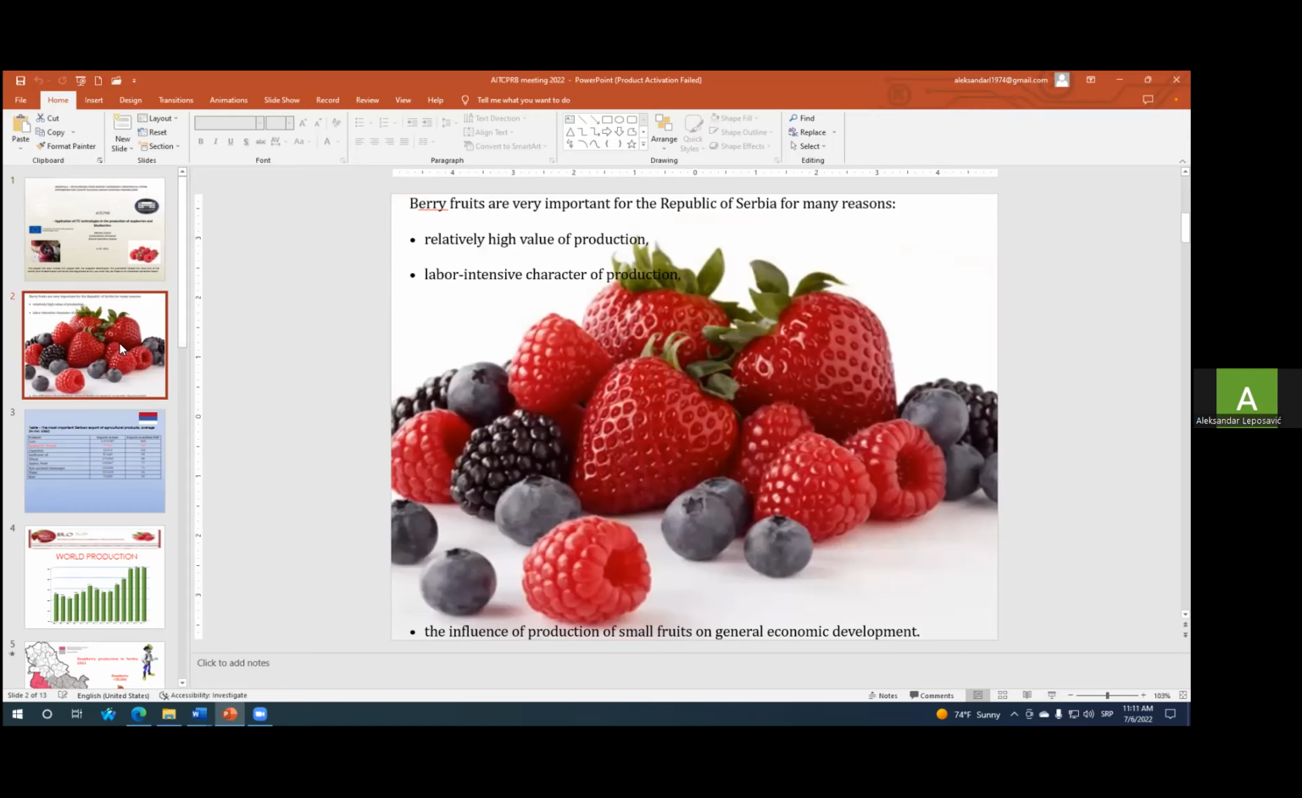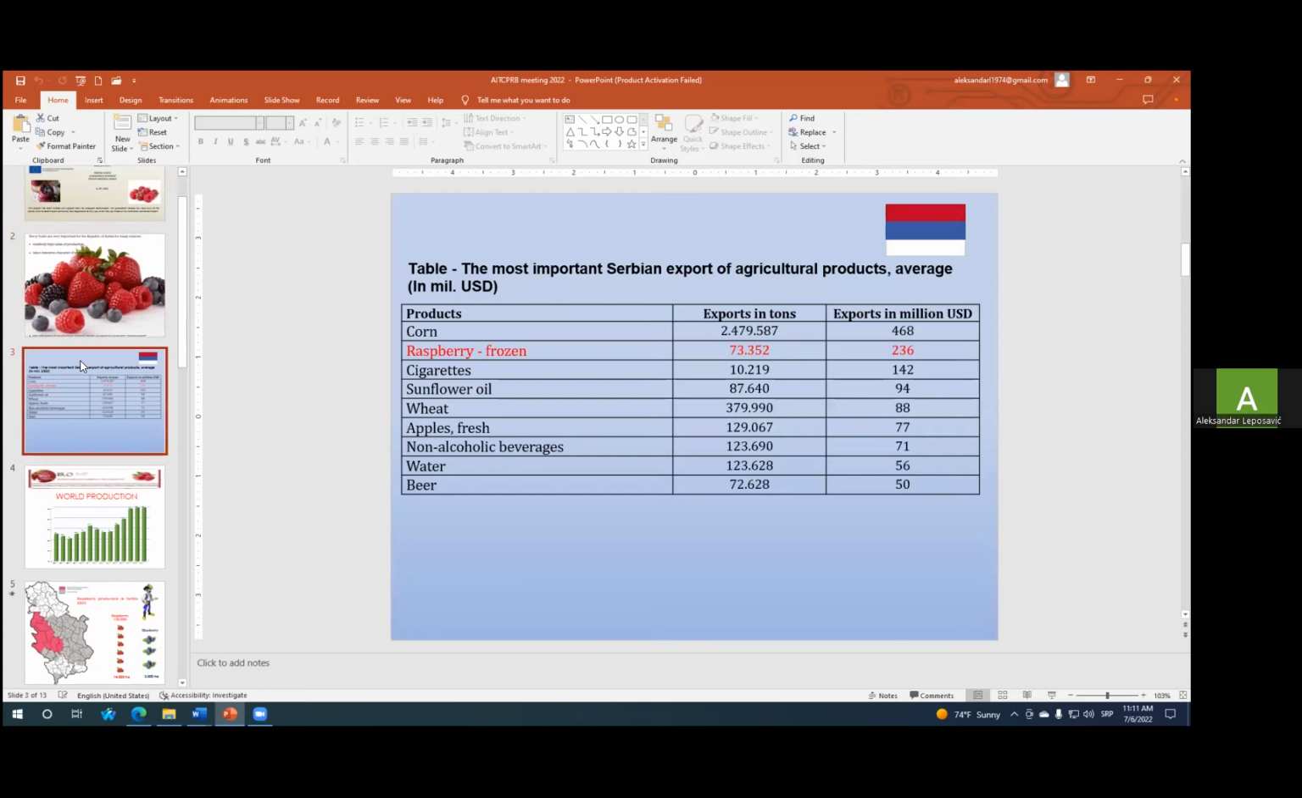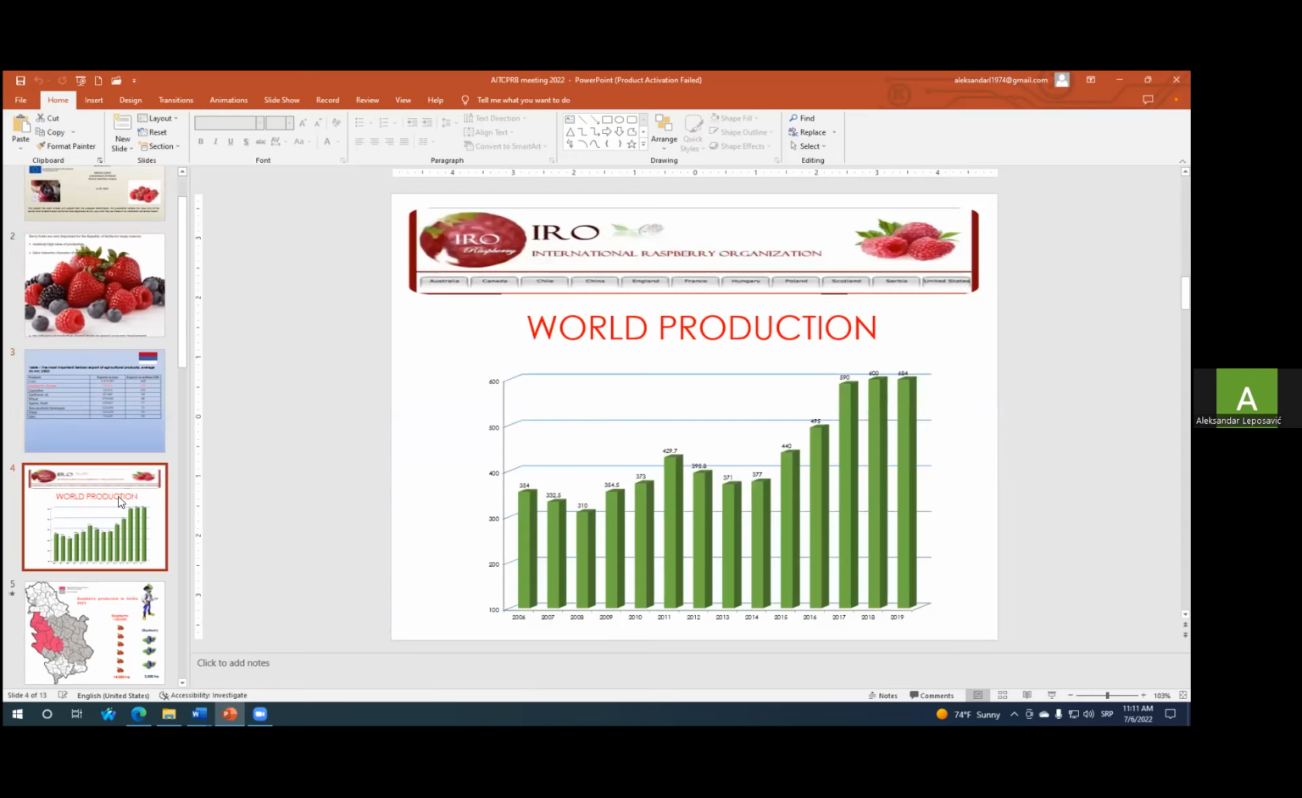Our berry production has a relatively high value of production, a labor-intensive character of production, and an influence of the production of small fruits on general Serbian economic development. Raspberry in Serbia is in second place among agricultural products, with annual export of about $236 million per year, and in the world, raspberry production has a very big amplitude.